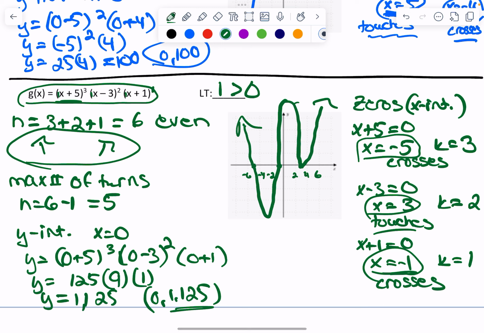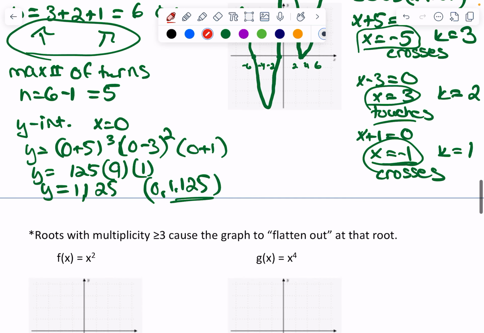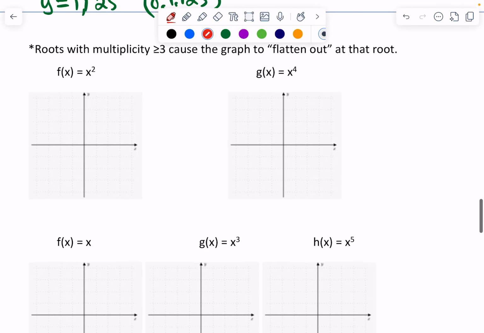Okay, so now next we're going to look at roots with multiplicity greater than or equal to 3. They cause the graph to flatten out at that root. So if we think about, for example, x squared, x squared looks something like this. x to the power of 4, actually, you know what? Let me do a better one. It touches and goes back up like something like that. x to the power of 4 comes down the same way, but it's flatter over here, and then it goes up again.